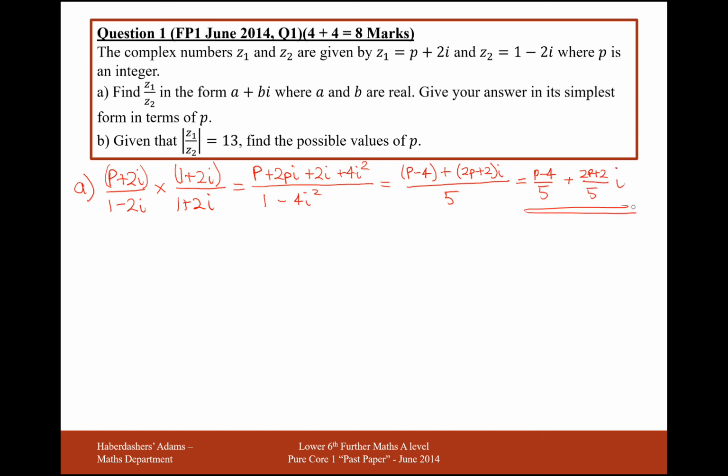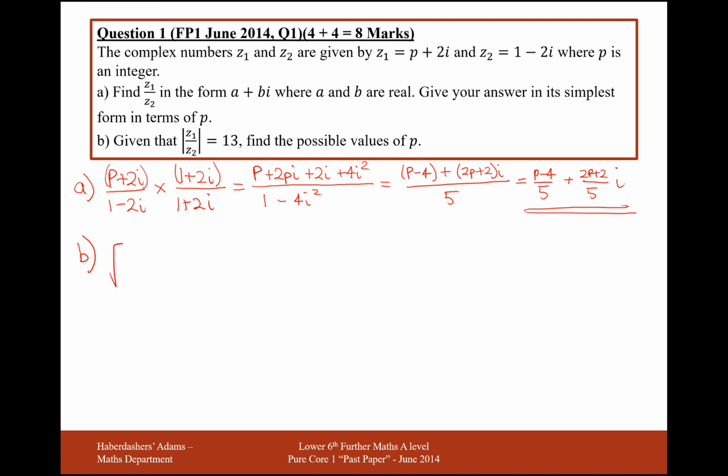Great. So that's our complex number. It's got a real part here and an imaginary part here. The next part is, given that the modulus of z1 over z2 is equal to 13, find the possible values of p. Right, so remembering that the modulus is a distance, we're going to have to be working with Pythagoras' theorem here.